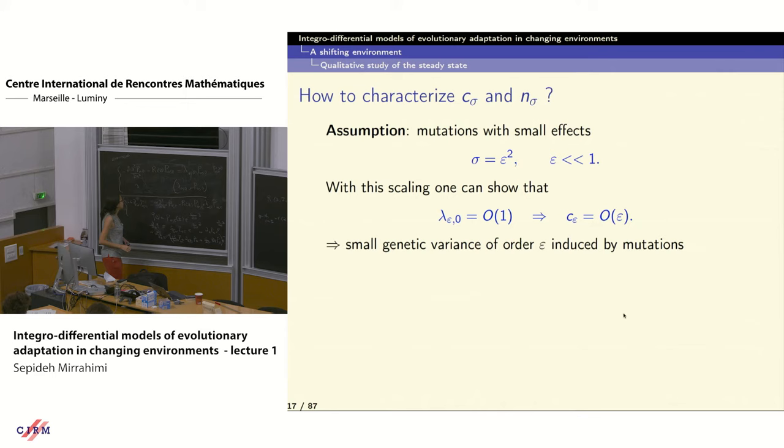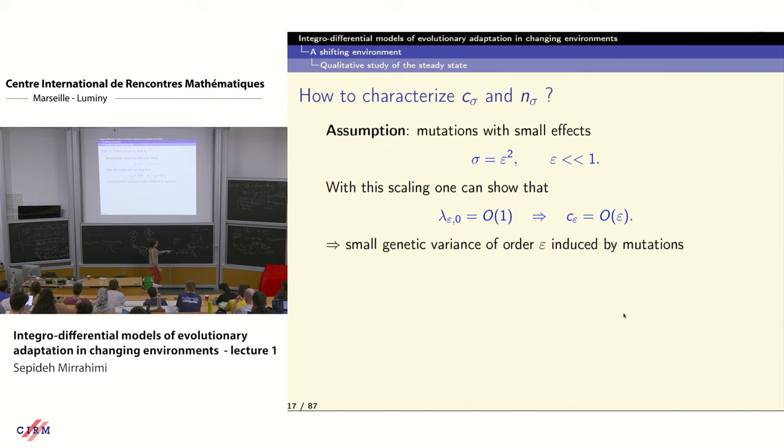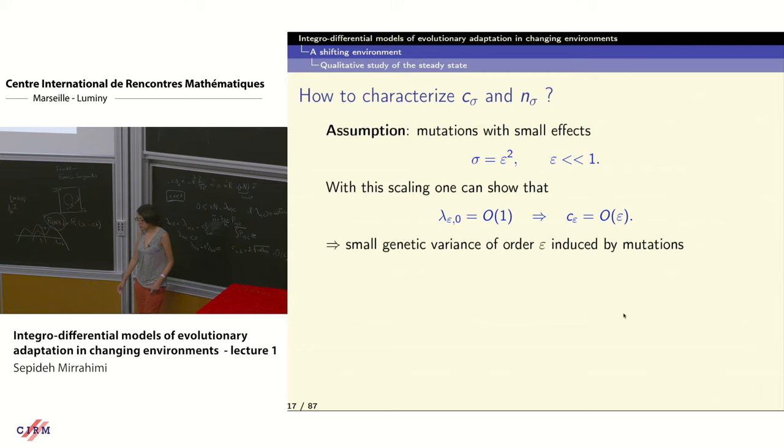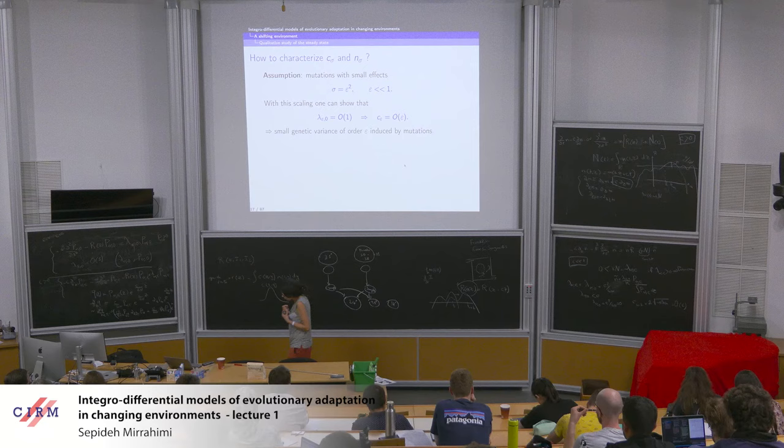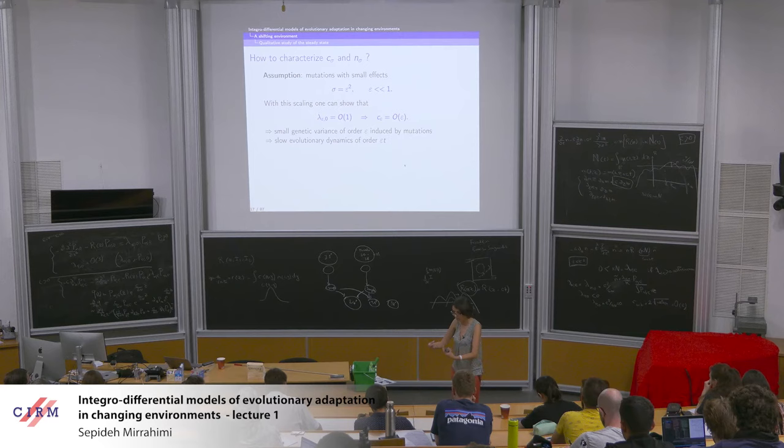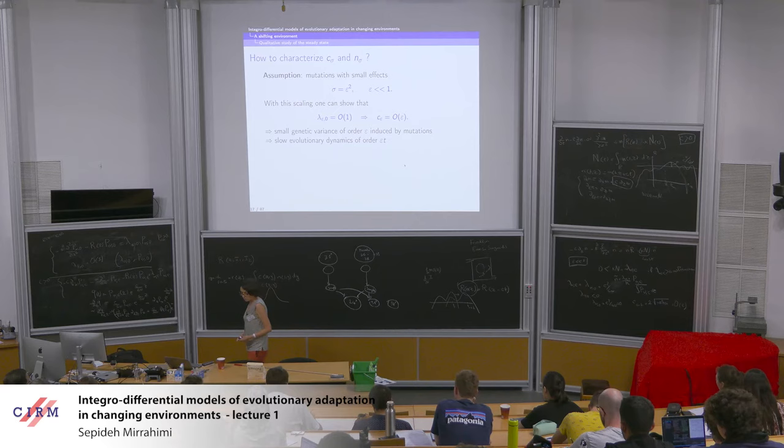So if this is epsilon squared, this would be depending on epsilon. We can show that this lambda epsilon zero with respect to epsilon would be of O of one, but our critical speed, there is a sigma in it, okay? And this critical speed will be of O of epsilon, okay? So it means that if we have a small mutational variance, this will induce a small genetic variance in the population. And when we have a small genetic variance in the population, we have a slow evolutionary dynamics, because we need this genetic variance to evolve, okay, to go to the better traits and to adapt to the environment. But if the genetic variance is small, we cannot adapt much in a small time. So this is why our critical speed would depend on epsilon, and it would be O of epsilon.